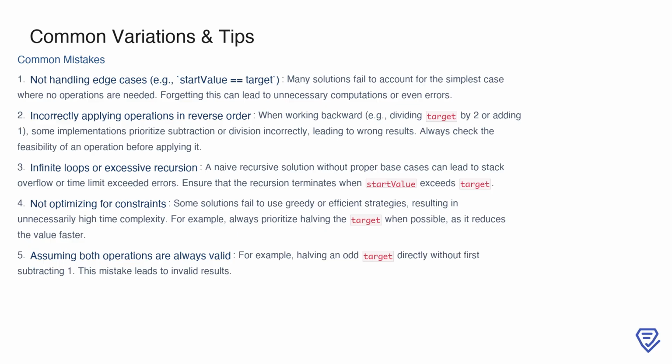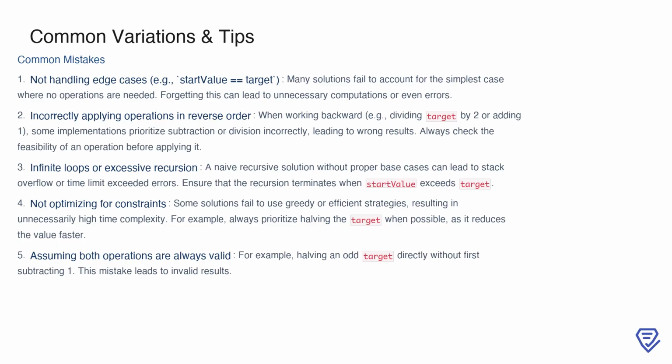When solving the broken calculator problem, there are several common pitfalls to watch out for. First, neglecting edge cases, like when the start value already equals the target, can lead to unnecessary computations or even errors. It's important to handle these scenarios explicitly. Another issue arises when reversing operations such as dividing the target by 2 or adding 1 in the wrong sequence. Always verify that an operation is valid before applying it.